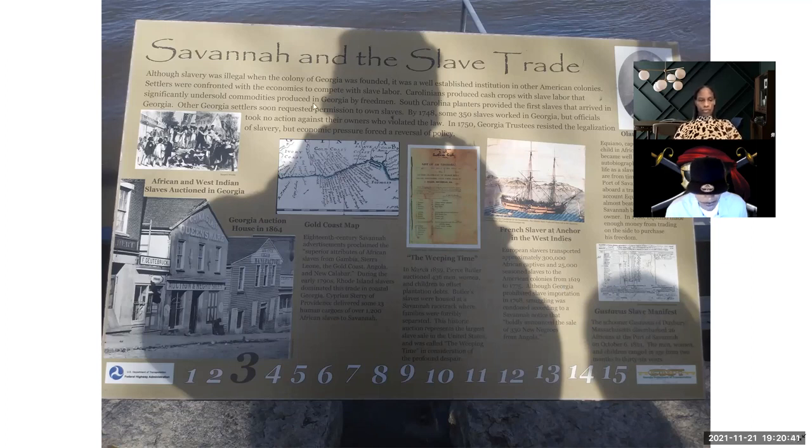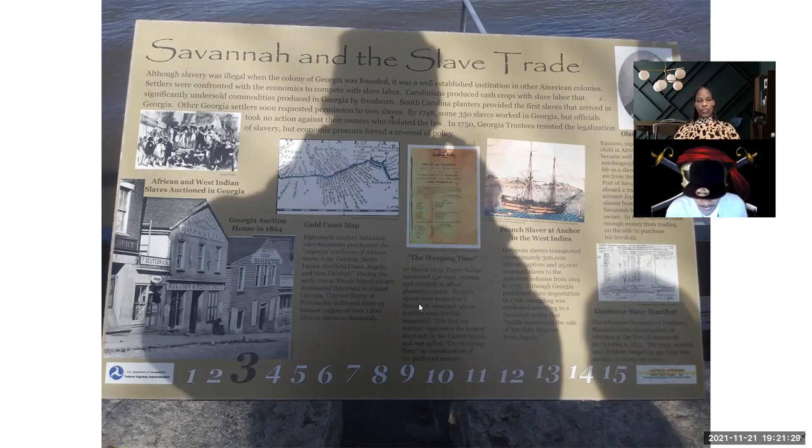So we're going to go right down here. We're going to see Savannah and the slave trade, and right here, the Weeping Time. In March of 1859, Pierce Butler auctioned 436 men, women, and children to offset plantation debts. So we're talking about a balance sheet at this point, assets versus liabilities. Pierce Butler had more liabilities than assets, so he had to liquidate, or sell, some of his assets in order to pay off debt.